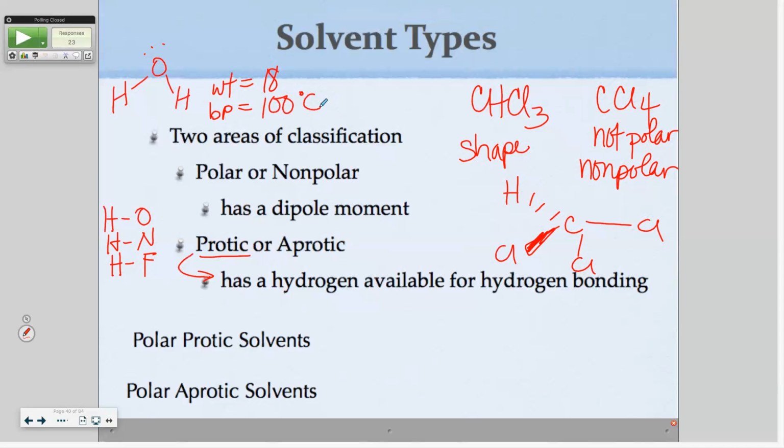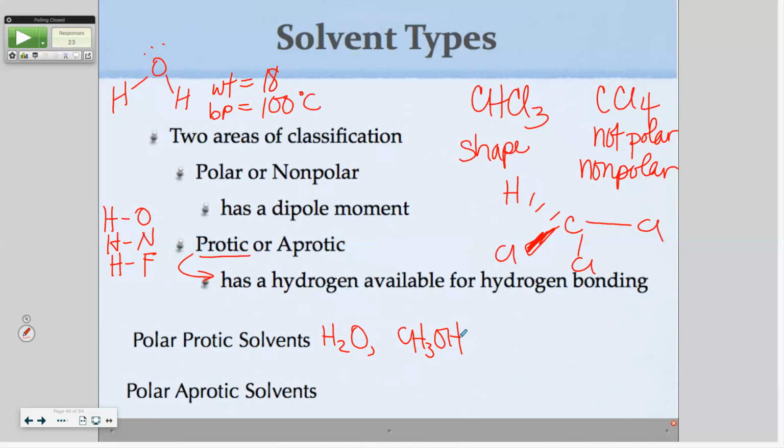Okay, so protic solvents have that hydrogen available for hydrogen bonding. An example of a polar protic solvent is water. A lot of organic compounds are not soluble in water though. What's another polar protic solvent? Can you give me another example? What about this? Methanol. That's a polar protic solvent. All your alcohols are going to be polar protic solvents. Any amines that have hydrogens on the ends are going to be polar protic solvents.